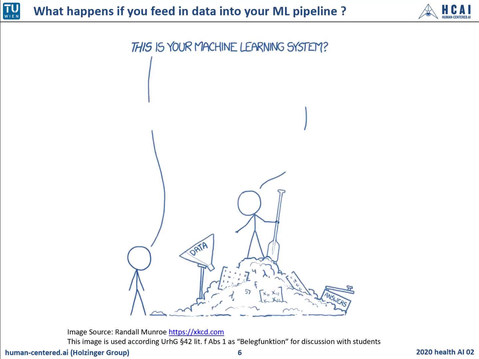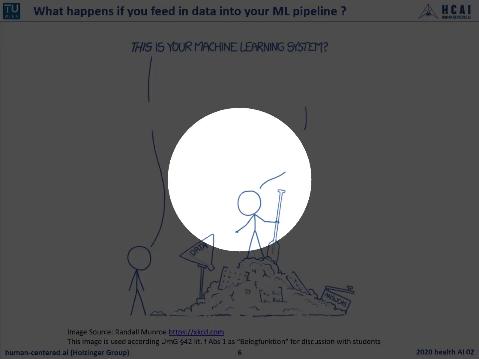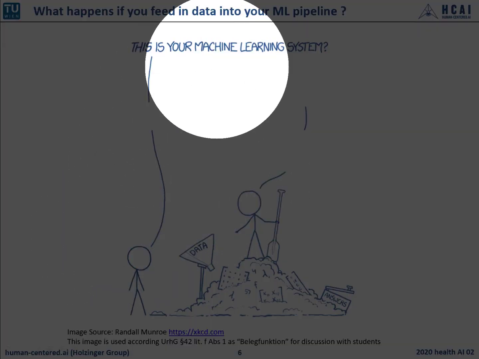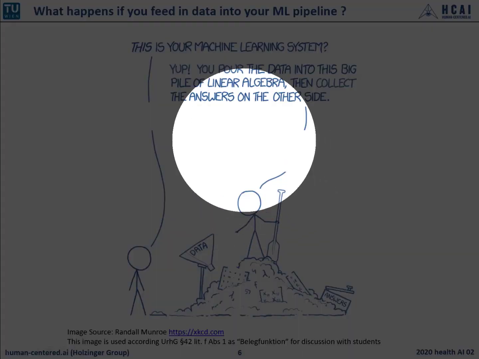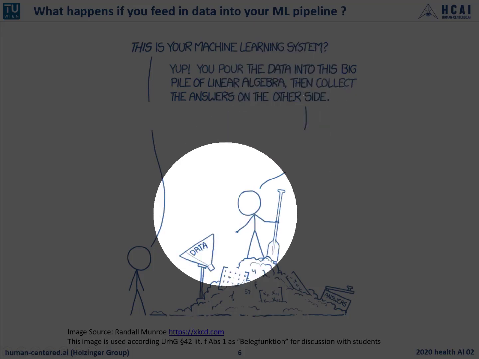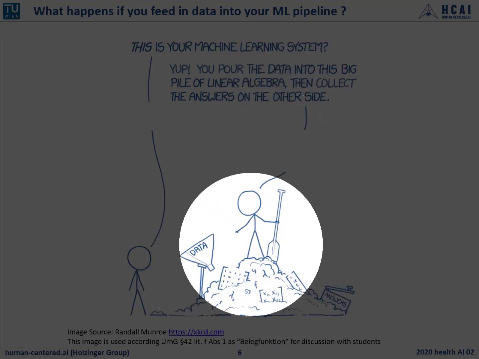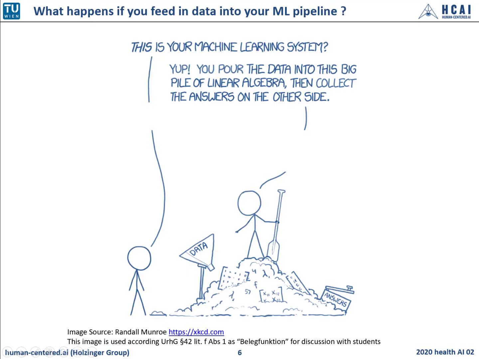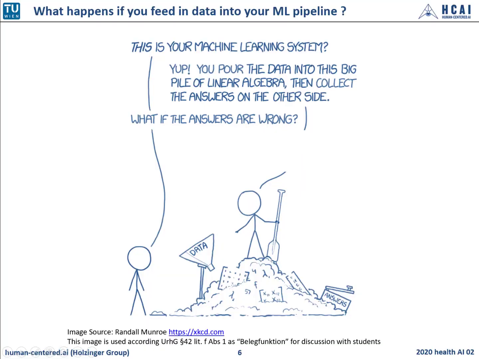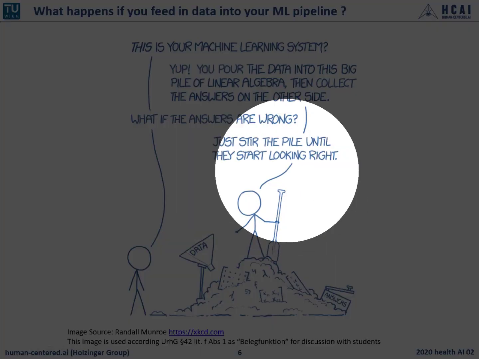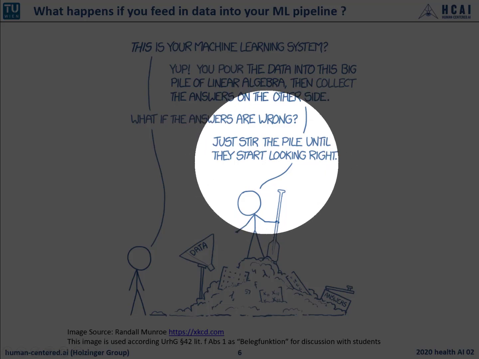We see on the next slide what happens if you feed in your data into your machine learning pipeline. So you see this guy is asking, this is your machine learning system. Then this guy is answering, yes, you pour the data into this big pile of linear algebra, then collect the answers on the other side. And what if the answers are wrong? This guy is asking. And then this guy is answering, just stir the pile until they start looking right.